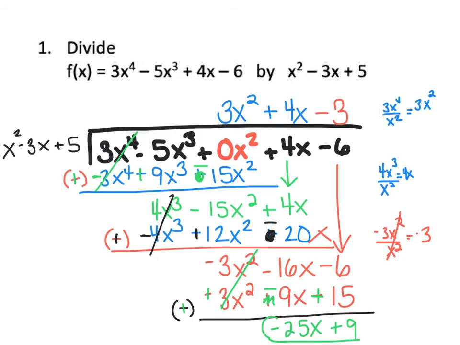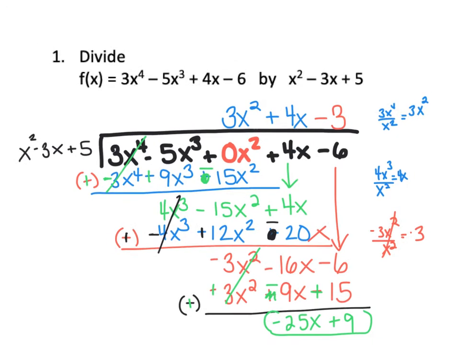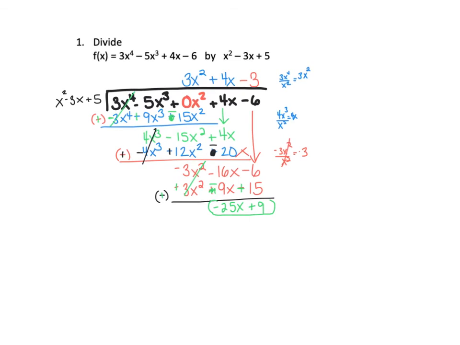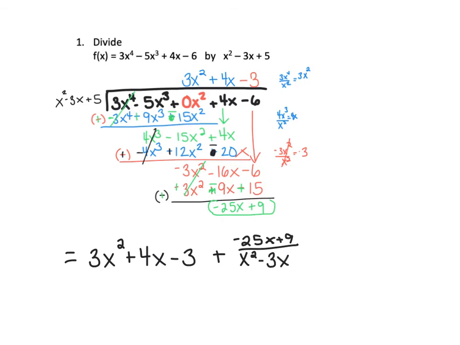This is what's left over. So I'm going to write my quotient now in fractional form. So this was equal to 3x squared plus 4x minus 3 plus my remainder of negative 25x plus 9 over the divisor, which was x squared minus 3x plus 5.